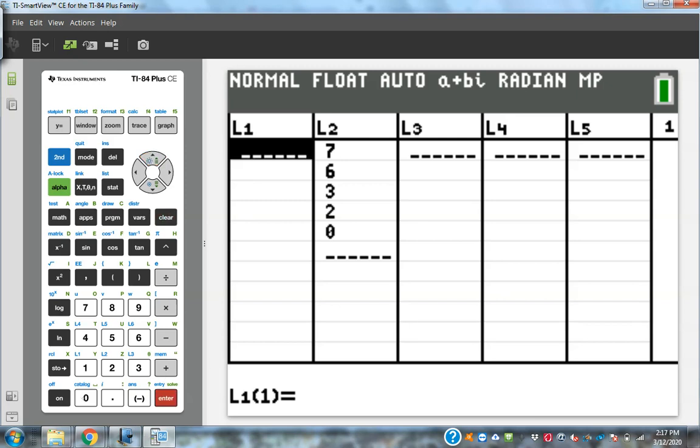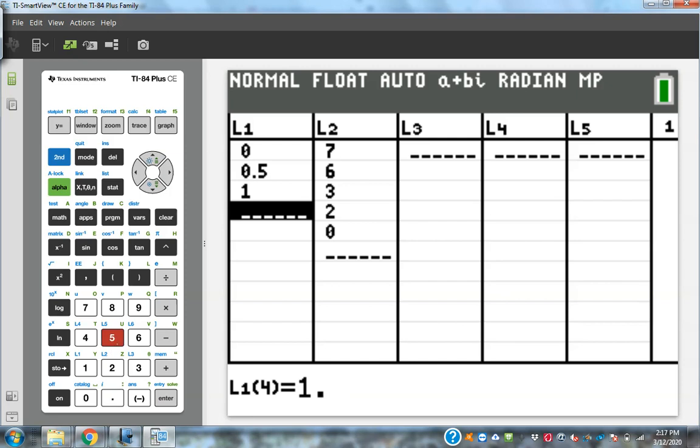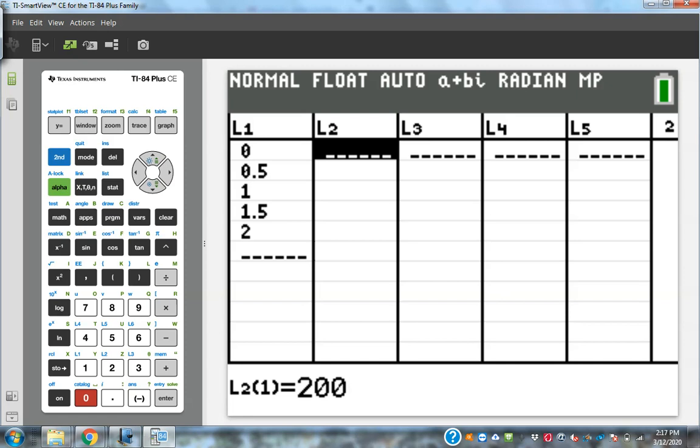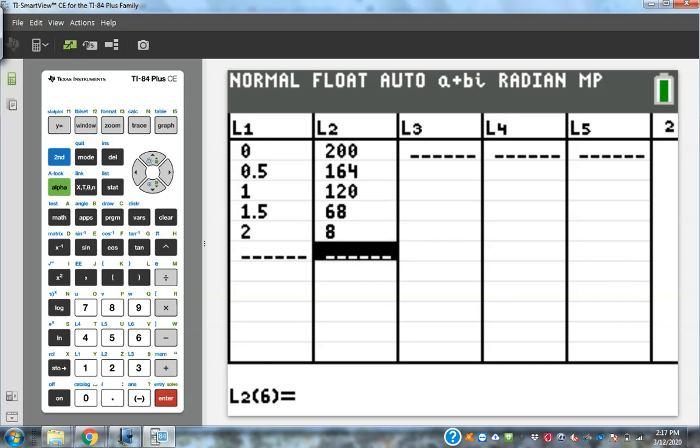And then I'm typing in those T values, 0, 0.5, 1, 1.5, and 2. And then on L2, I'm going to put those H values. Clear, enter. 200, 164, 120, 68, 8. Make sure you got the same number of X values as you do Y values.